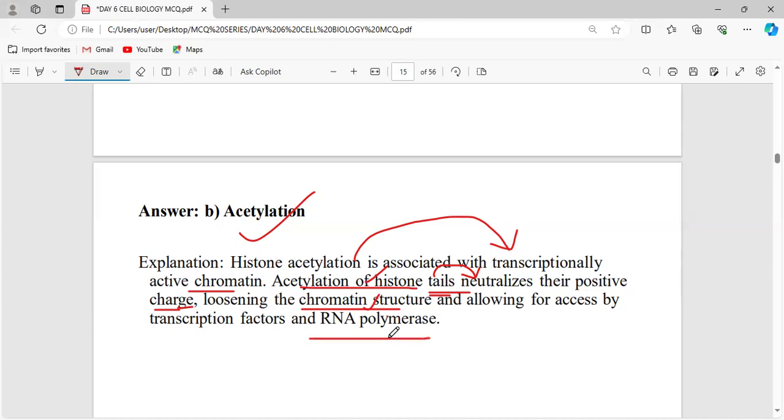Only then will the RNA polymerase, at the promoter, associate with the initiator region. Then the transcription will continue and mRNA will be synthesized.